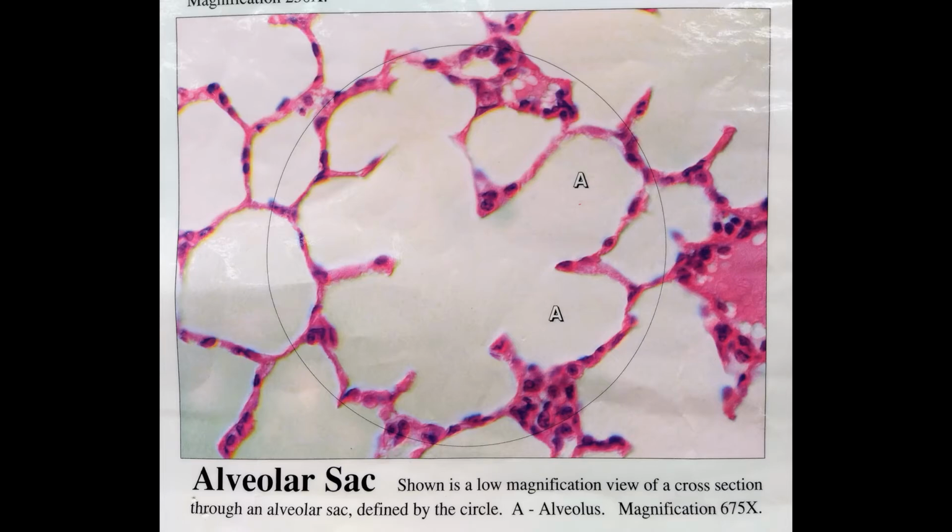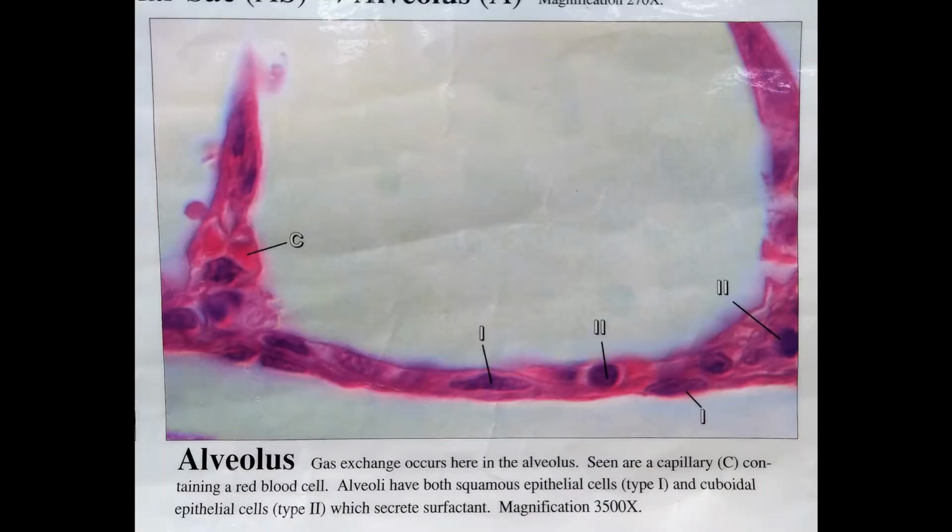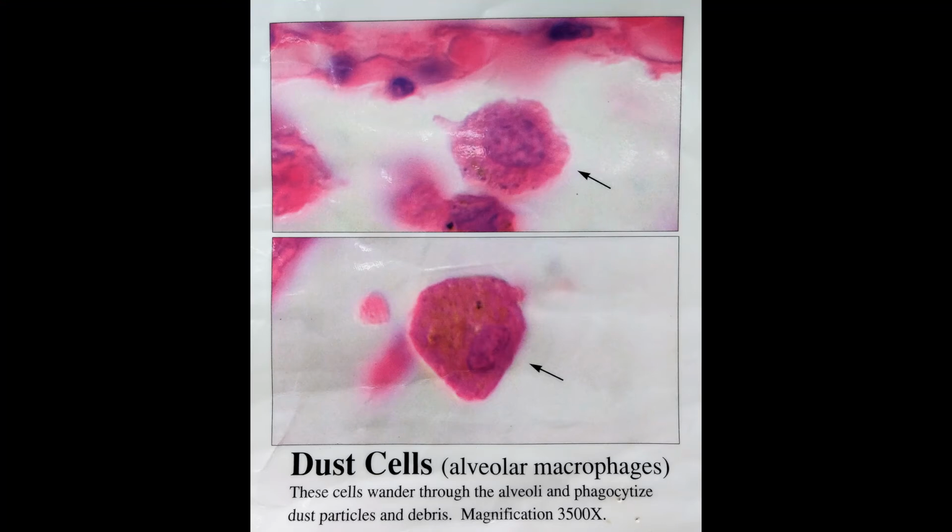Here on this side you can see the alveolar sac. You can see an individual alveolus with the type 1 cells and the type 2 cells. Type 1 cells make up the epithelium. Type 2 are surfactant cells, which make the alveoli nice and elastic. Then finally here you see a bunch of little dust cells that are inside the alveoli that help clean up inside the alveoli.